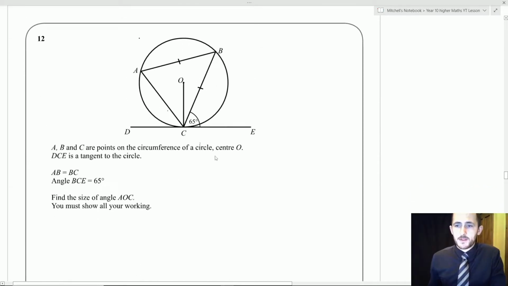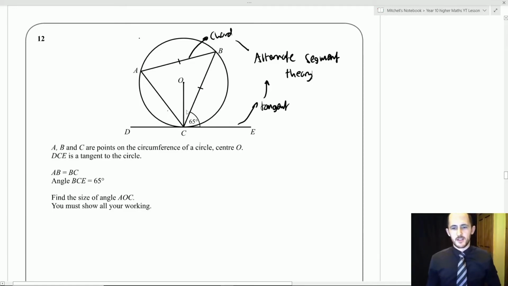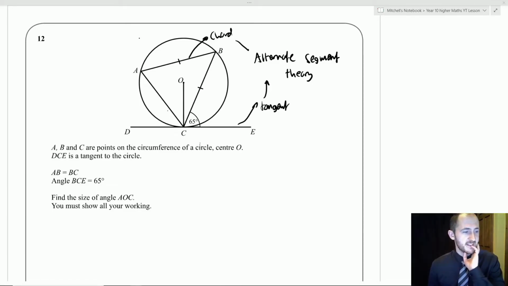Okay, so once again, we do have a chord and a tangent. So we might be using the alternate segment theory. Might be a silly question to ask now, but are you both okay with what a chord is? So a chord, it's just a line going from two points on the circumference that's not through the middle. Okay, good. Probably should have asked that a long time ago, but you know.